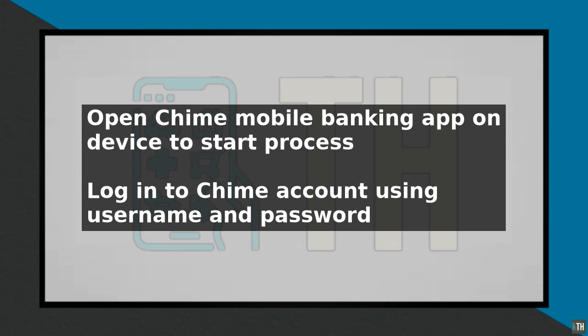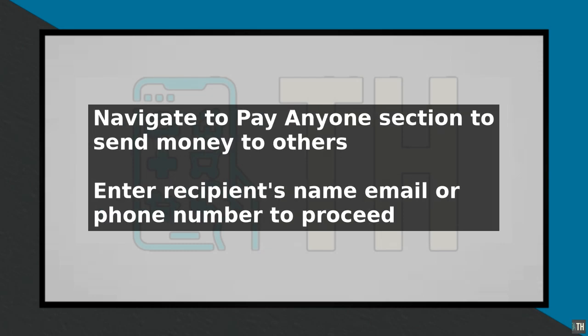Next, navigate to the Pay Anyone section of the app, which allows you to send money to friends, family, or anyone with a U.S. bank account. To do this, click on the Pay Anyone tab and then select Send Money. You will be prompted to enter the recipient's name, email address, or phone number.